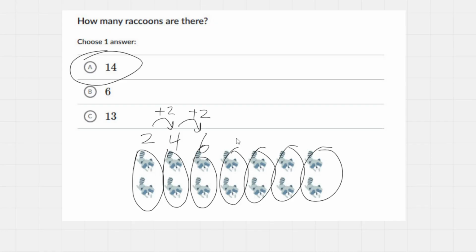2, 4, 6, 8, 10, 12, 14. Notice that I still get to the exact same number that I got to earlier, which is 14. And notice as well how many numbers I wrote down is a lot less. Instead of writing 14 numbers, I only wrote half of that. So I only wrote 7 numbers.